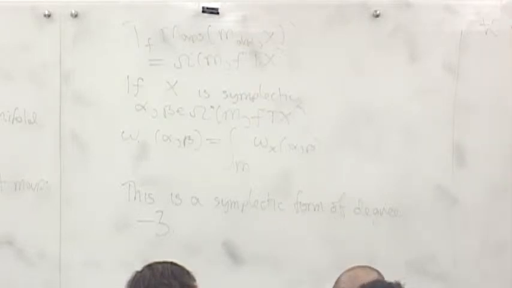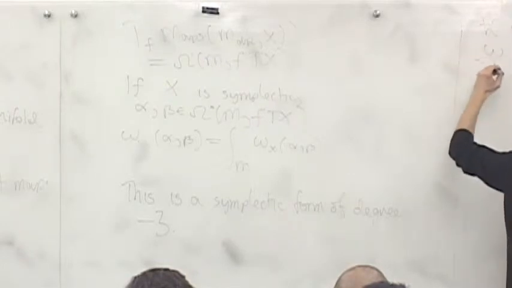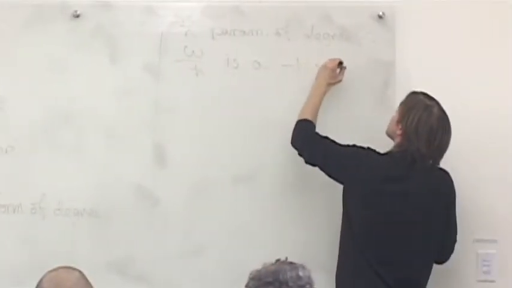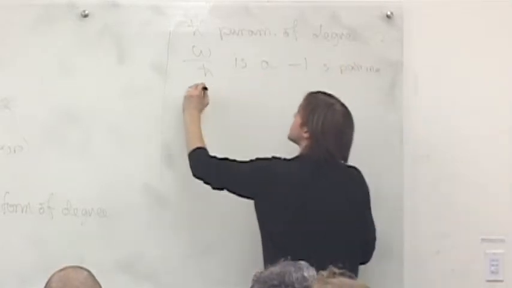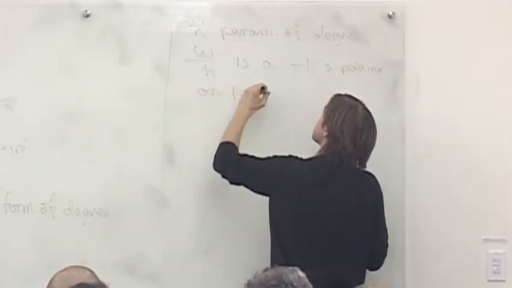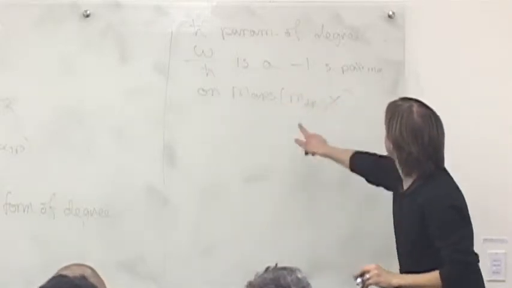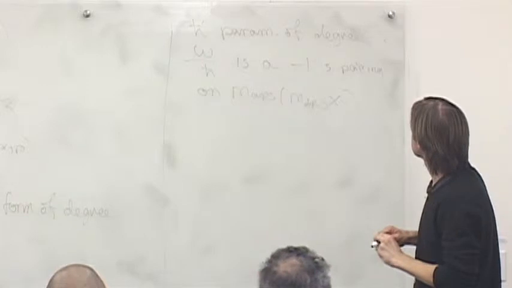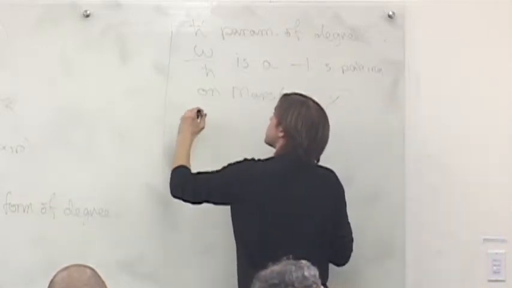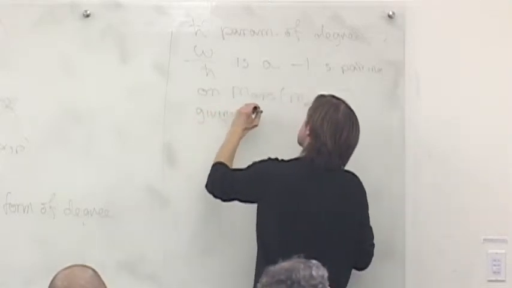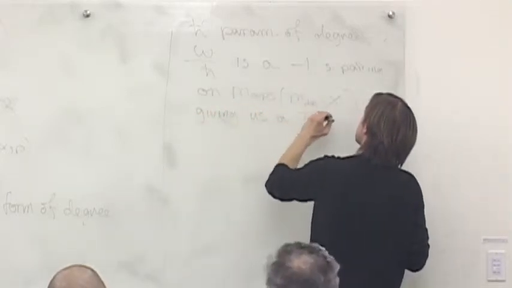of degree -2, then this symplectic form is a -1 symplectic pairing on this mapping space, maps from M to X, giving us a field theory. This h bar is behaving kind of as a purely classical parameter.